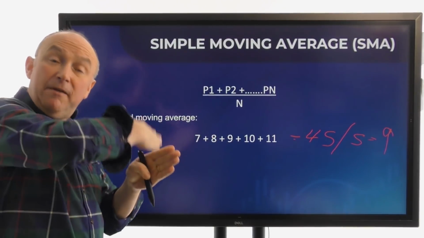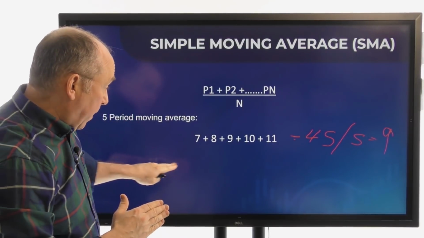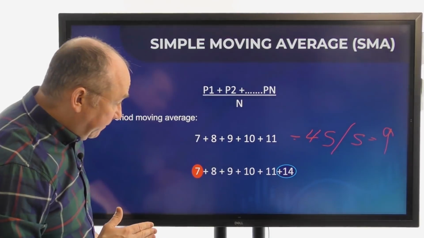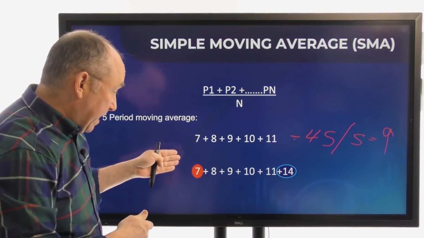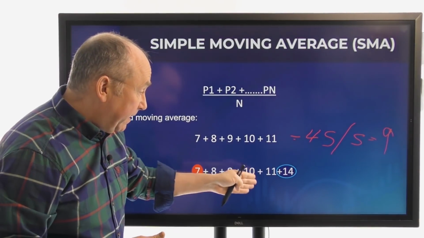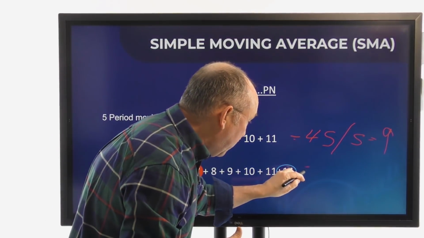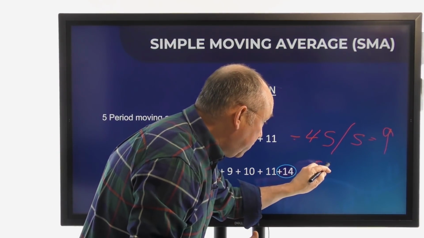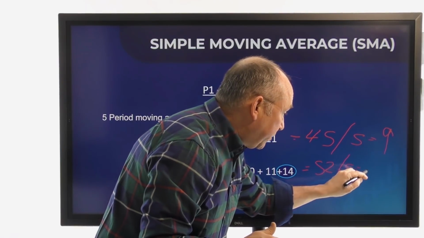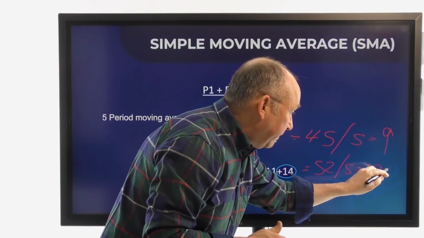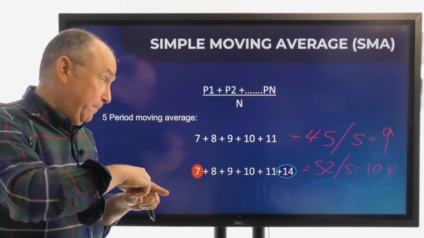And the previous number in the equation, the first number in the equation, gets dropped out of the equation. So for example, we'll take off 7 and we'll add on, say for example, a new number. So here we add now 8 plus 9 plus 10 plus 11 plus 14. I've got to find out what that adds up to because I did the calculation beforehand. That comes to 52. And if you divide 52 by 5, that moving average comes to 10.4. And clearly I did that calculation before I came on camera.